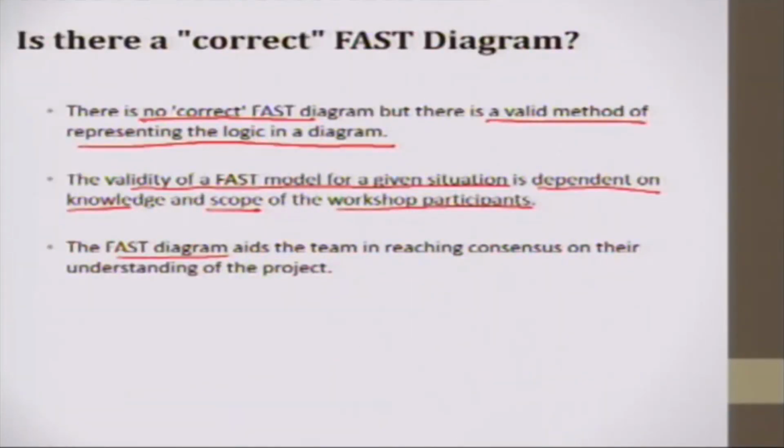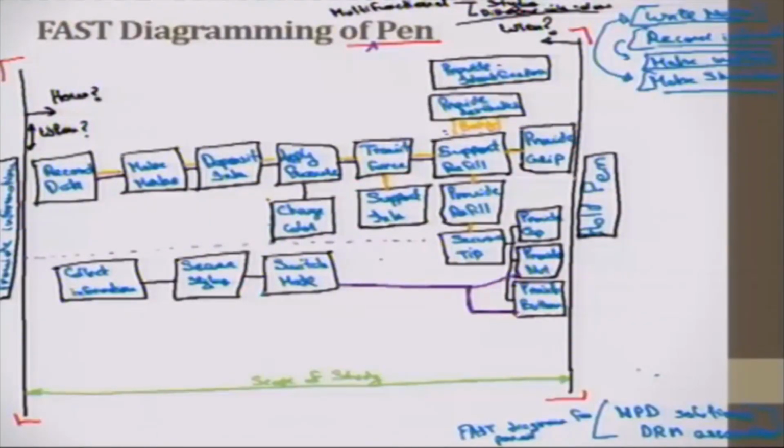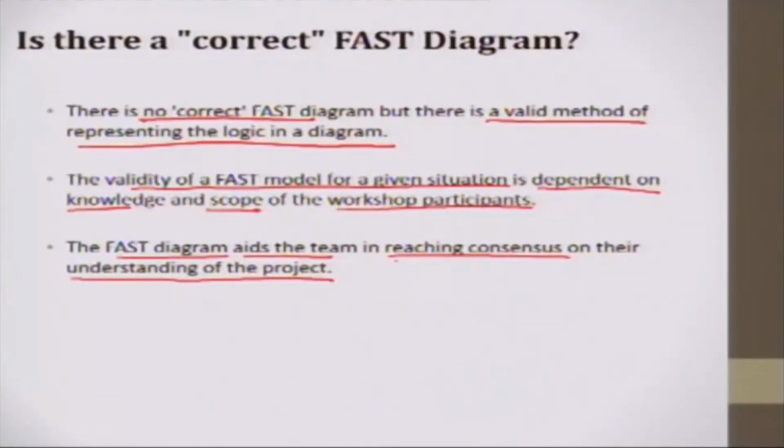The FAST diagram aids the team in reaching consensus on their understanding of the project. When they doodle on this, when they work on different alternatives, where to put this or where to put that, they are working on the project. They are trying to bring out ideas. They are working on the final product in a way. So they come to a consensus here. This is the right FAST diagram, and they understand it, spearheading toward a single goal or target.